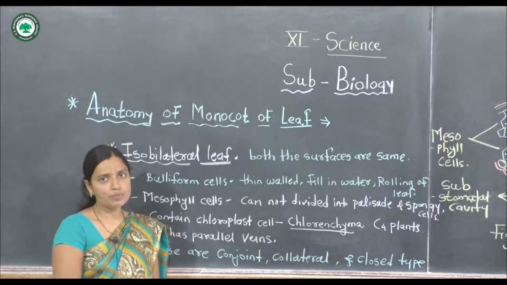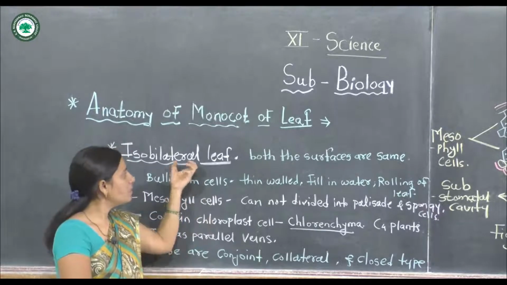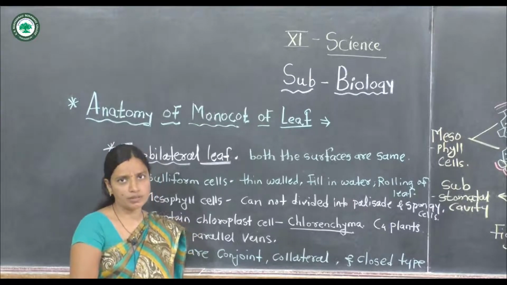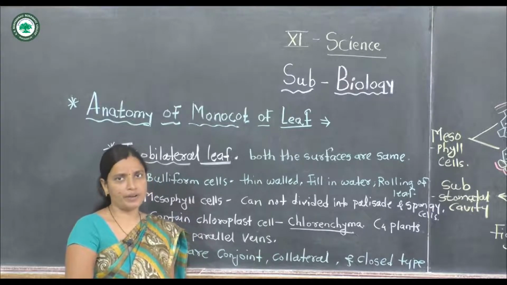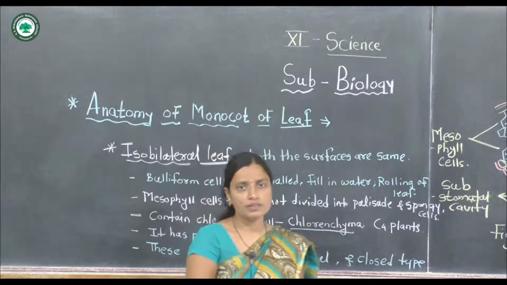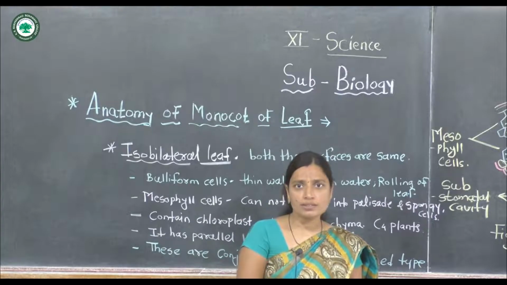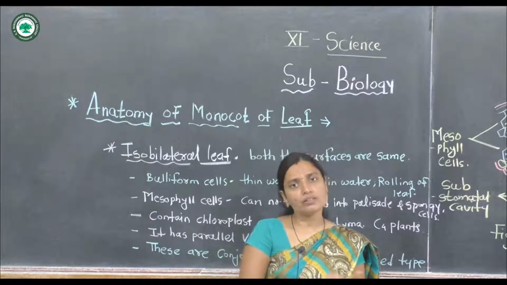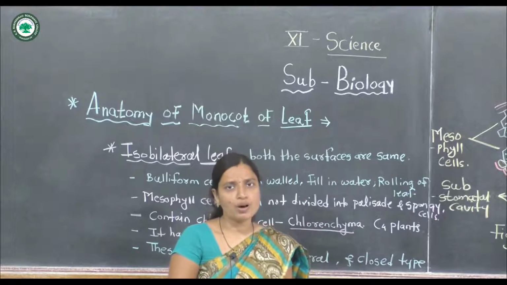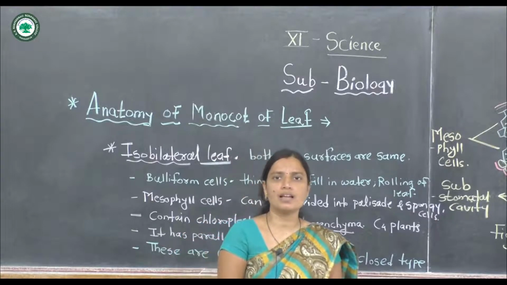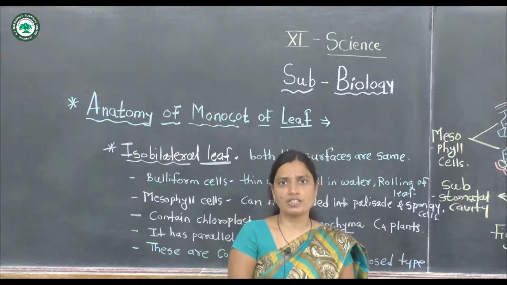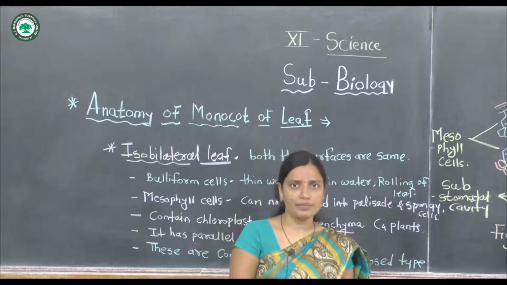Iso means similar. In the monocot leaf, both surfaces are similar. They cannot be distinguished. In the monocot leaf, both surfaces have a similar structure. But in dicots, the leaves are dorsiventral, because the dorsal and ventral surfaces are easily identified. In the monocot leaf, both surfaces are similar and cannot be identified.